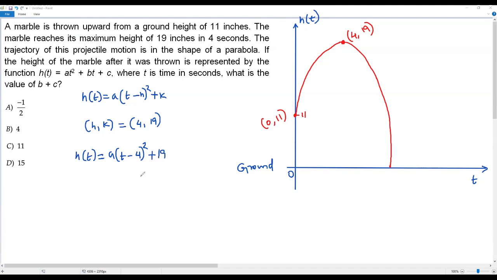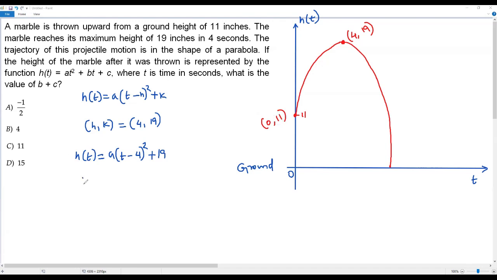Okay, now what we have to do is get the value of this unknown constant a. For that we can use one of the points on the parabola. So we know that (0, 11) is a point on the parabola. So we can use this point to get the value of this unknown constant a. For that we have to plug in the first value, that's the value of t, this 0 for t over here, and this 11 for h(t) over here.